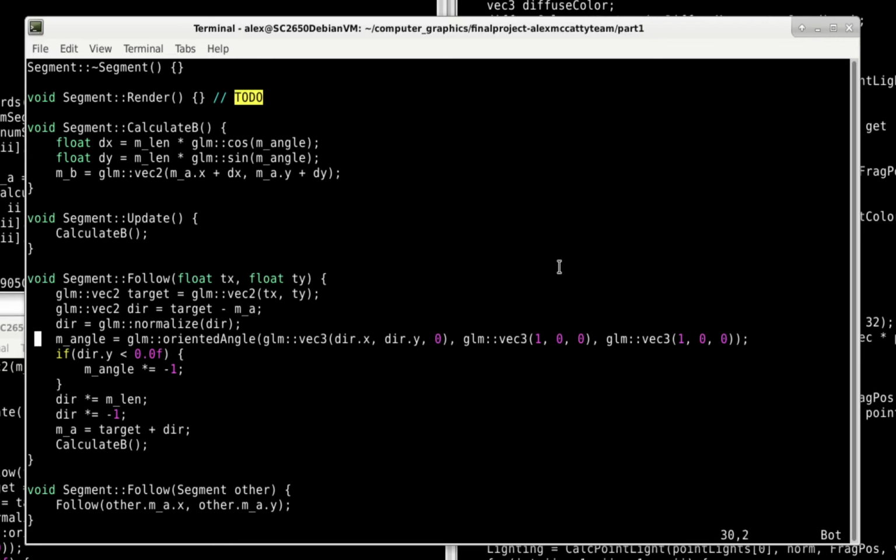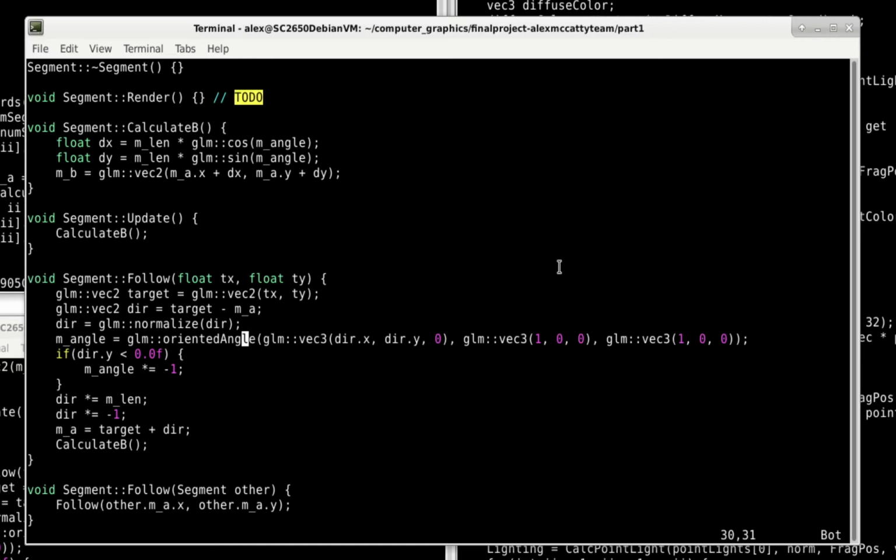I eventually just sort of figured out that I had to manually cause the angle to be negative, because the problem was that this oriented angle was not giving negative angles. It was only giving positive angles, and so it wasn't working when I was below the arm.